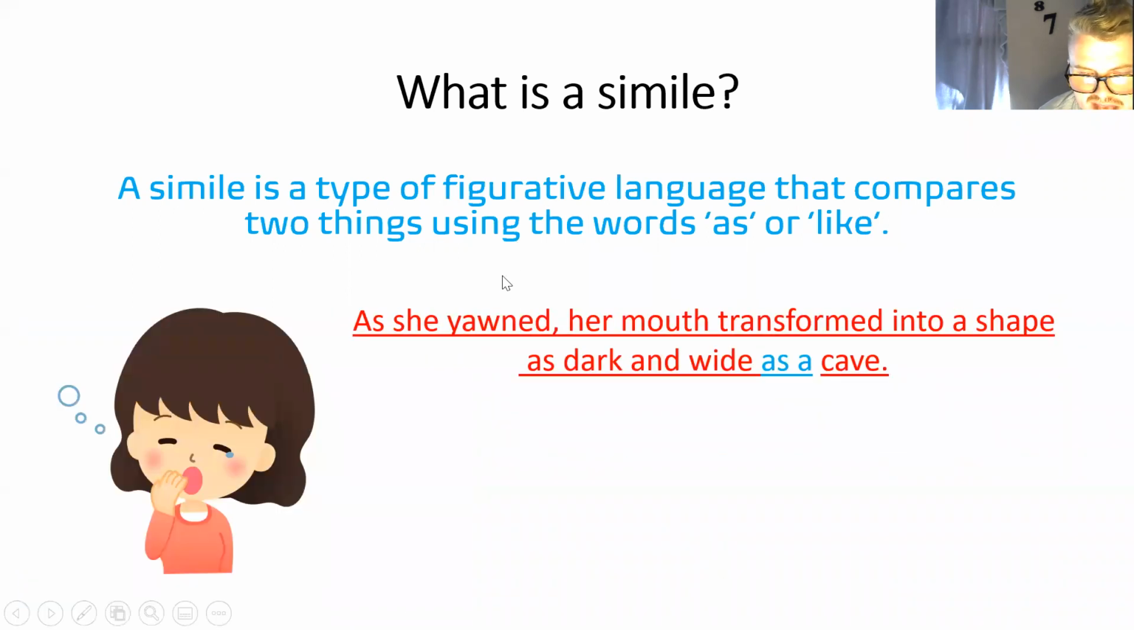One more example. As she yawned, her mouth transformed into a shape as dark and wide as a cave. So what two things are being compared? Her mouth is being compared to a cave. And we have used the word as. So we can use the word as or like, and it's a simile.